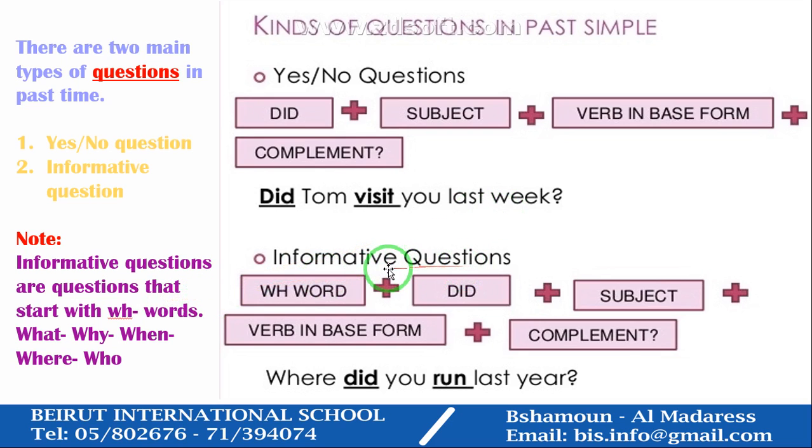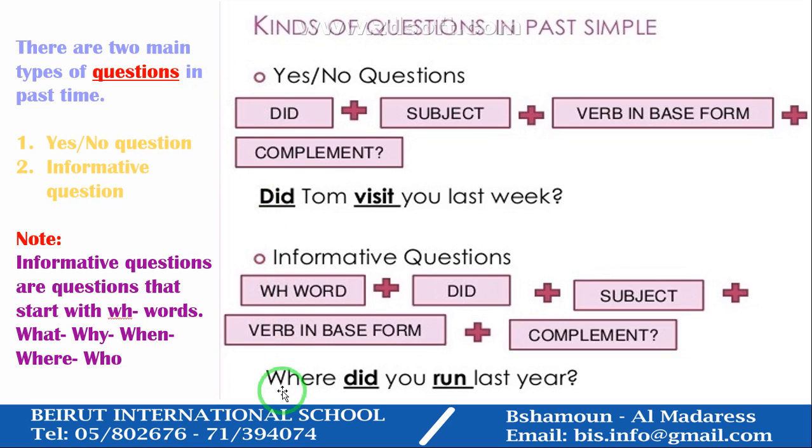In the informative question or the WH questions, we put the WH word, which is a question word. In the yes/no question, we have no question words, but informative questions take question words, and then we add the did, and then the subject, verb in base form, and complement. So the difference between WH questions or informative questions and yes/no questions is that we add the WH word before the did. So it's the same arrangement, but with a WH word before the did.